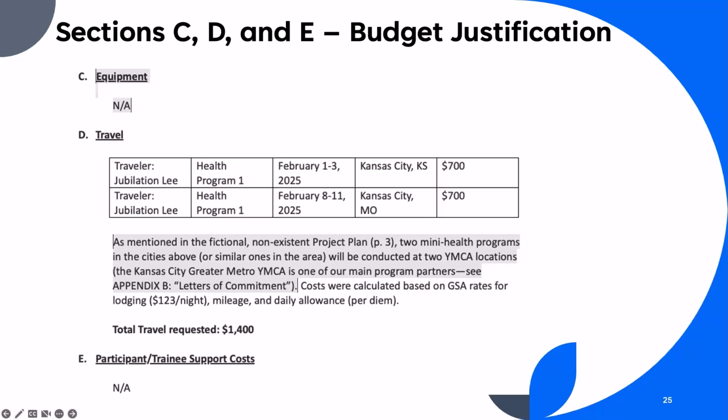But again, if you can include these breakdowns in the budget justification sections, like a little grid, perhaps having the actual when, where, how, why, and then the explanation and justification. And then we have section E, participant trainee support costs, and we just have an NA for that because that's not really something that's utilized on our grant.